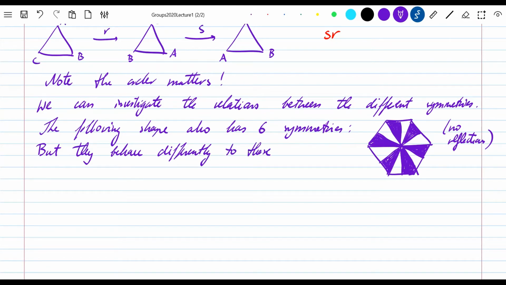So these symmetries behave differently to those of the equilateral triangle. One thing to spot is that the order in which I do the symmetries will no longer matter. Okay, you can check that no matter what order you do the different rotations that we have for this shape, you're going to get the same answer. Whereas that wasn't the case above, as we just saw.